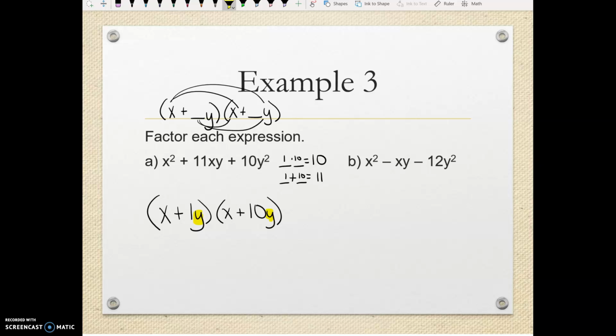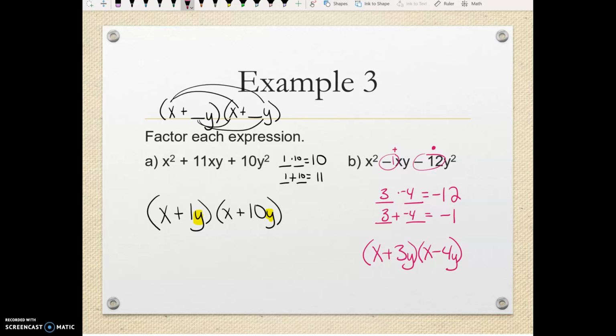Okay, if you want to pause the video, I'm going to do B fully. Why don't you try B on your own and then play the video and I'll show you the answer. So in this one, I found that the numbers are 3 and -4. So normally this would be x plus 3, x minus 4. But we have that y in there, so it's x plus 3y, x minus 4y. You're just sticking that y in with the second term in each of those binomials.